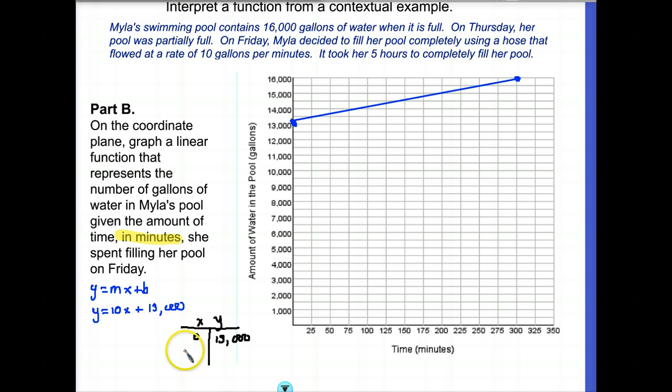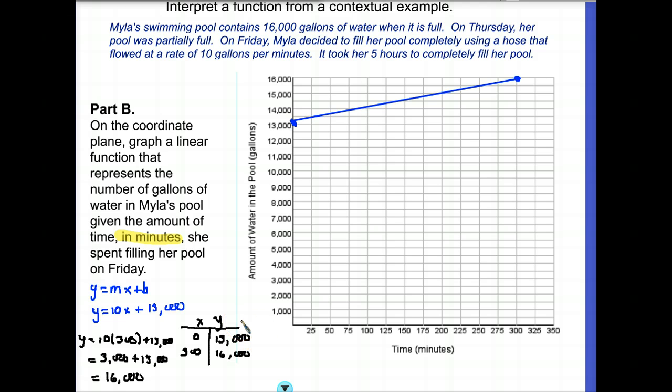So if I were to pick 300, all I would need to do is plug 300 into the equation, and you would get y equals 10 times 300, and 10 is always a nice number to multiply, plus the 13,000. 10 times 300 is 3,000, plus our 13,000, and that leaves us with our 16,000 that we found from the other page. So we know that at 300 minutes, we have 16,000 gallons in our pool. And that concludes our lesson today on linear functions.